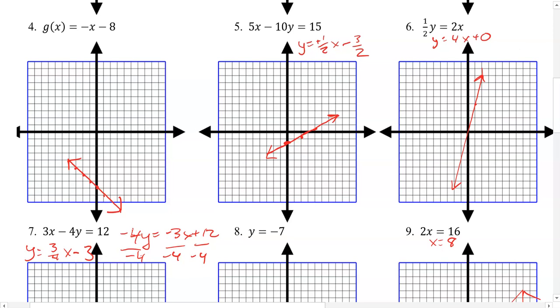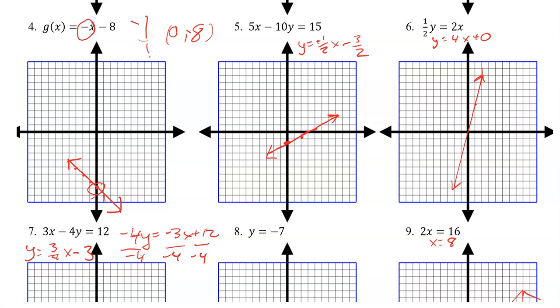Moving on, question number 4. Our coefficient of x is our slope. That slope is negative 1. And our intercept is (0, -8). We plot our intercept at (0, -8), down 1, over 1. Plot our line. On question number 5, this is not yet in slope-intercept form.